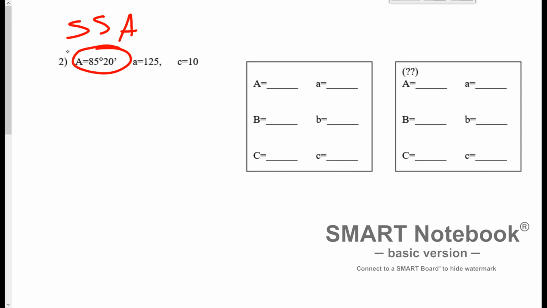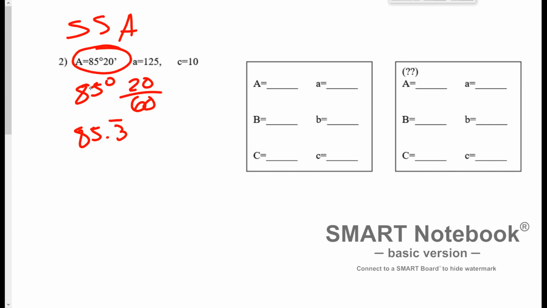So first we're going to need to convert that from degrees, minutes, and seconds to decimal degrees. So if we take 85 degrees and then 20 minutes, there's 60 minutes in 1 degree, so we just divide that. We get 1/3. So 85.3 repeating. And then we can go ahead and enter that in our calculator. It'd probably be easier to keep the 1/3, because this keeps on going forever.